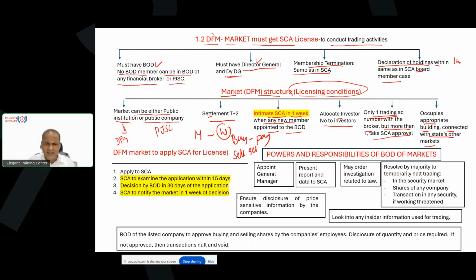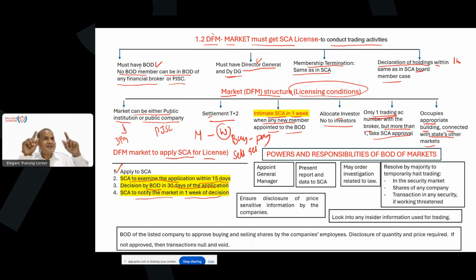Next, the DFM market applies to SCA for the license. Now licensing conditions. Apply to SCA; SCA examines the application within 15 days, the decision is made by the board of SCA within 30 days of the application, and SCA will notify the market within 1 week of the decision.